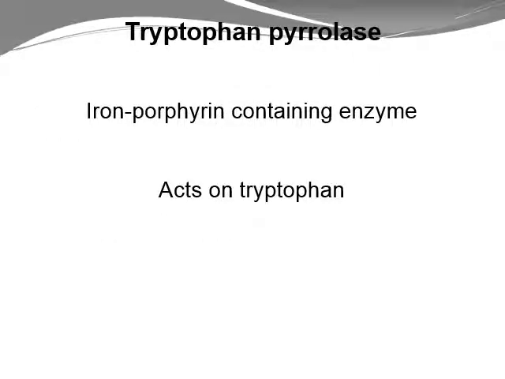Number 6 is tryptophan pyrrolase. Again an iron porphyrin containing enzyme. It acts on the amino acid tryptophan.